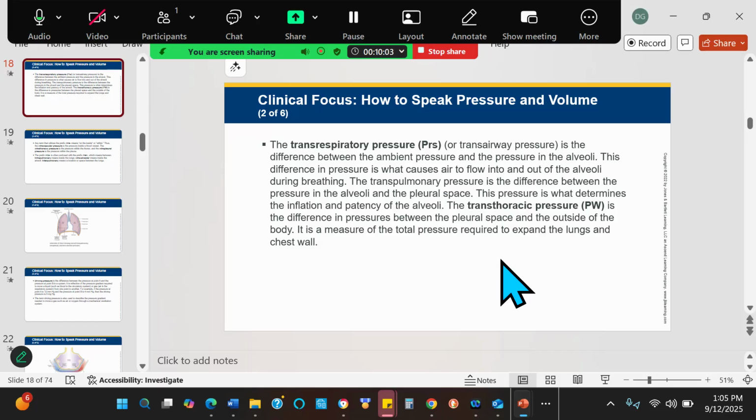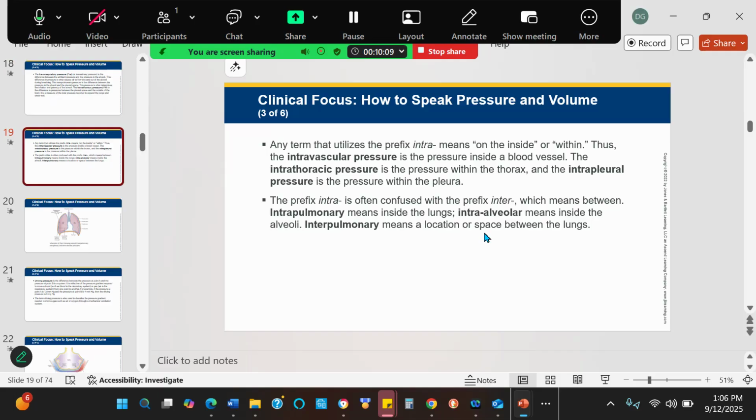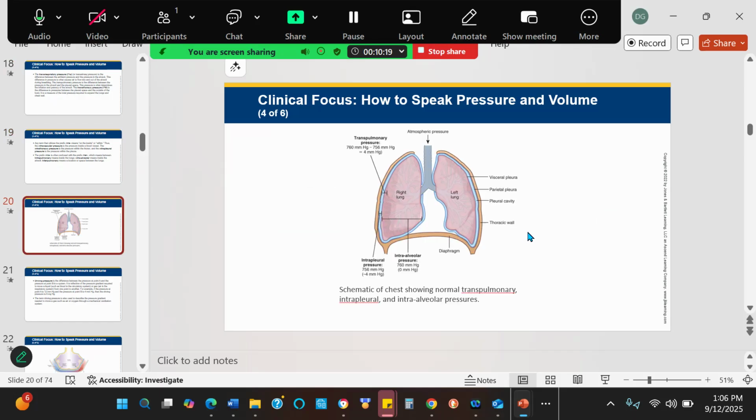Transthoracic is between the pleural space and outside of the body. Those two, honestly, we don't use very much. There are others that you will use: intravascular, intrathoracic, intrapleural pressure. Honestly, these are not things that you're going to use very much as a respiratory therapist.